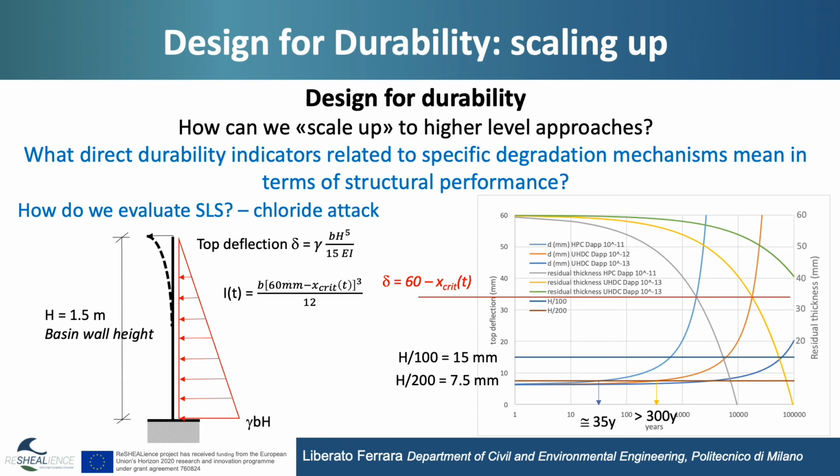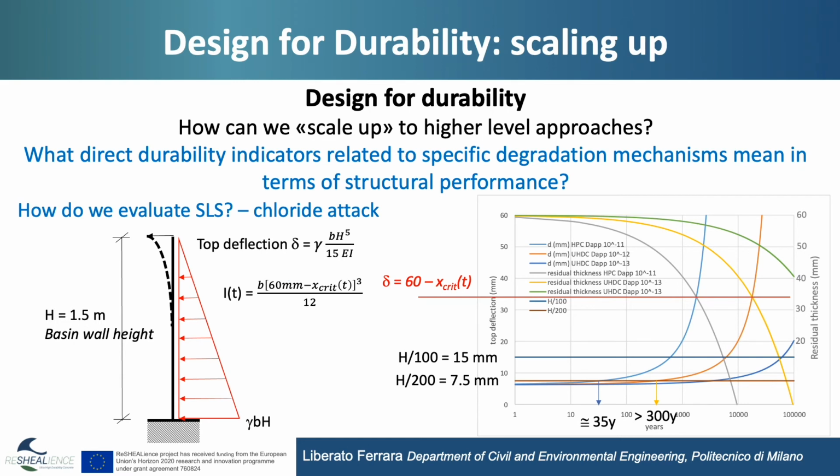And once again, you see, for example, in the case you have 10 to the minus 11 apparent diffusion coefficient, which means high performance concrete but not ultra high, you meet this serviceability limit state requirement, the first one, 1 over 200 the height of the wall, after 35 years, which is much earlier than when the ultimate limit state capacity is reached according to the previous slide.